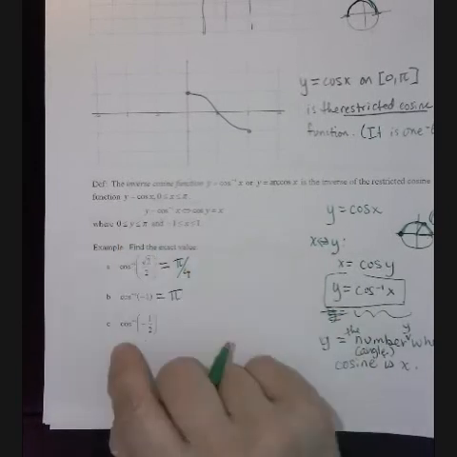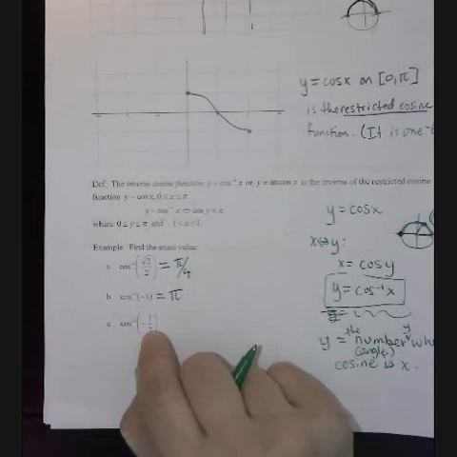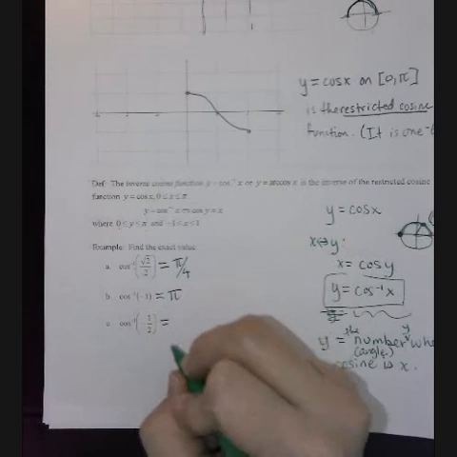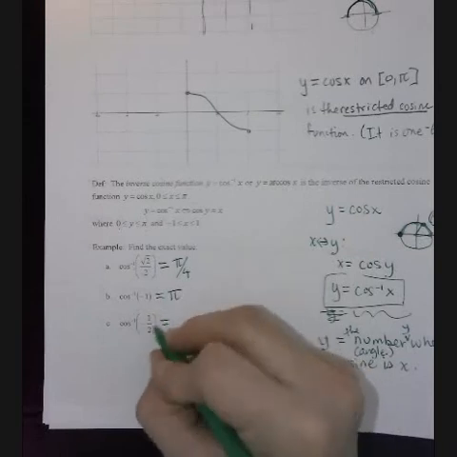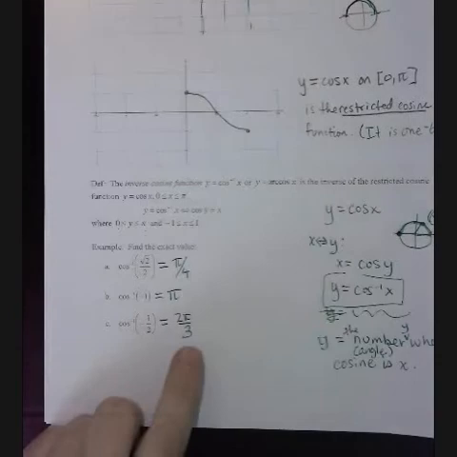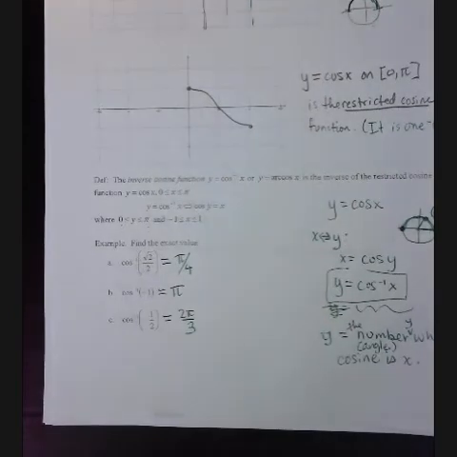Cosine inverse of negative 1/2, that's got to be in quadrant 2. And this will be 2 pi over 3. You should recognize the reference angle is pi over 3, and then pick the value where y is between 0 and pi.